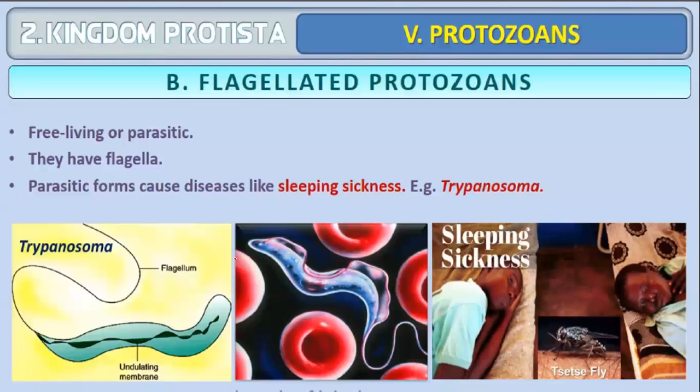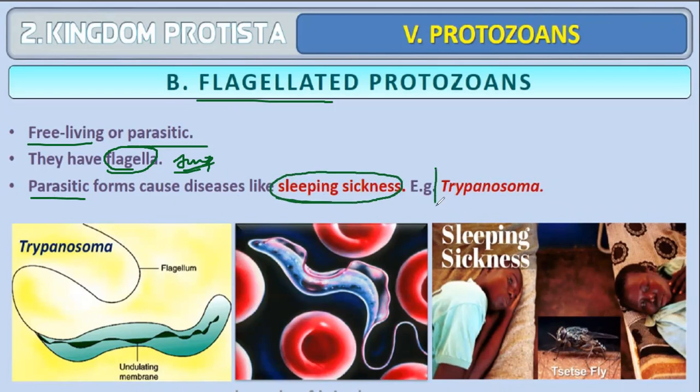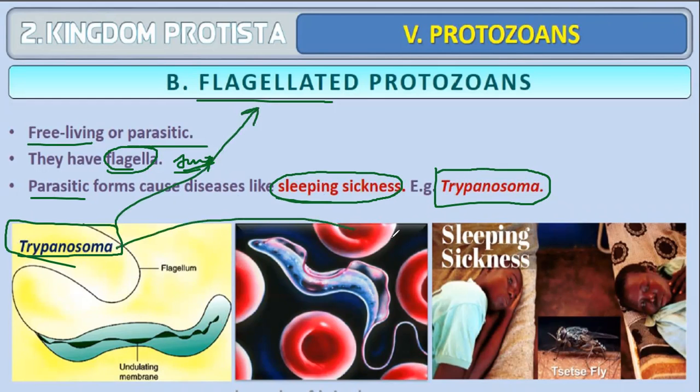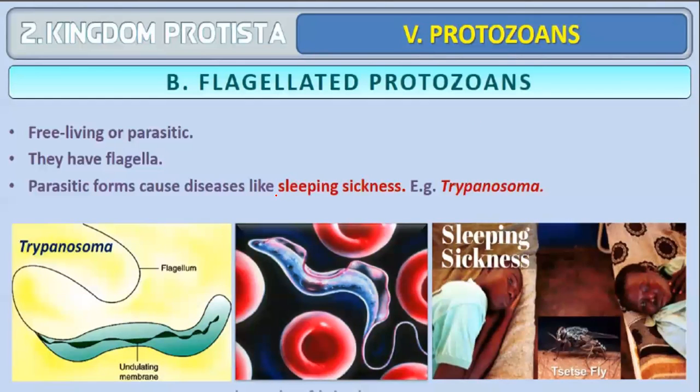Flagellated protozoans may be free living or parasitic in nature. They have flagella. Important point. Parasitic forms can cause diseases like sleeping sickness. Name a flagellated protozoan: Trypanosoma gambiense. It is a flagellated protozoan which can cause sleeping sickness. Name the pathogen that causes sleeping sickness. It is Trypanosoma gambiense. You may expect this question in health and disease, not from this chapter. Anyway, in NCERT, it is there in this chapter.